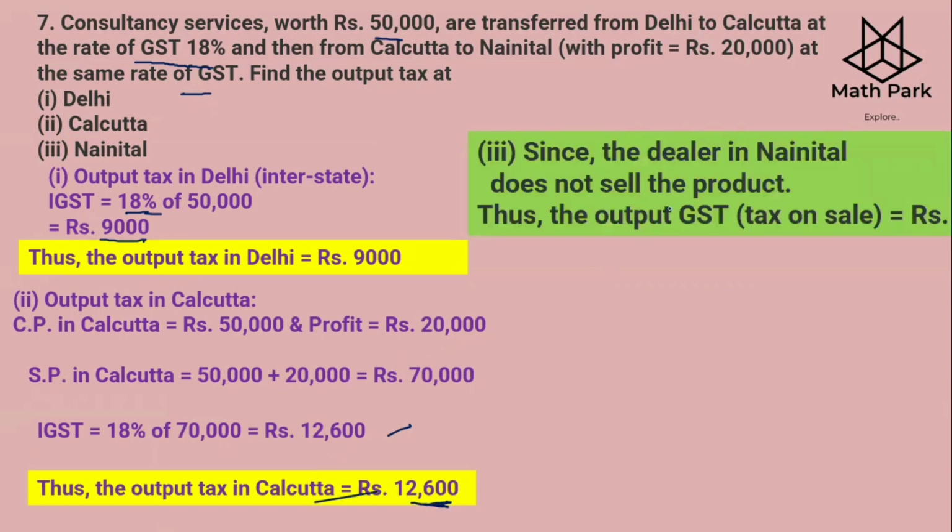Since the dealer in Nainital does not sell the product, the output GST, that is tax on sale, is rupees 0. Got it? He does not sell. So from Delhi to Kolkata and then from Kolkata to Nainital, find the output tax at Nainital. So Nainital further, no transaction happened, no sale happened. So therefore output tax is rupees 0.